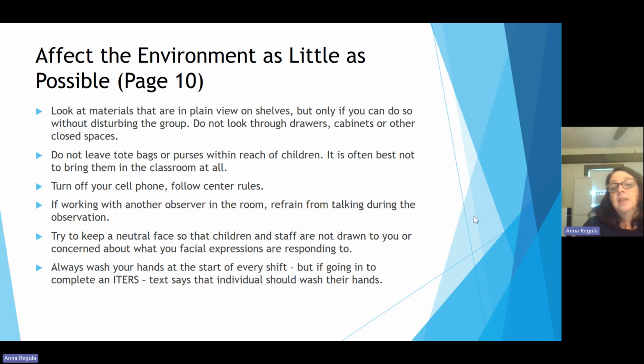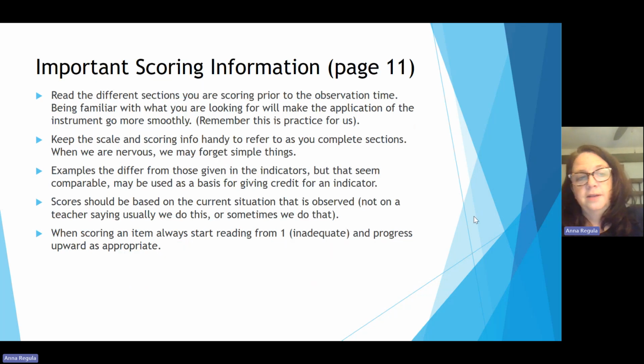And then it says in here that whenever you go in a classroom to do an ITERS, you should wash your hands. Apparently, I don't know that I've always done that, but it's a no-brainer, right? When I go in as a guest, I should wash my hands so I'm not giving them germs I have.